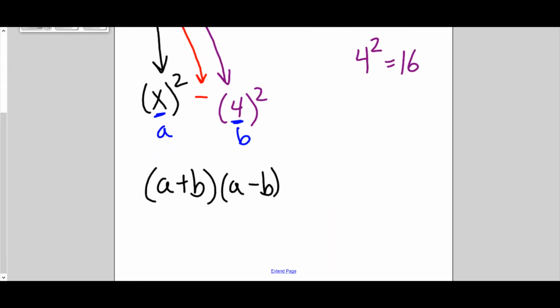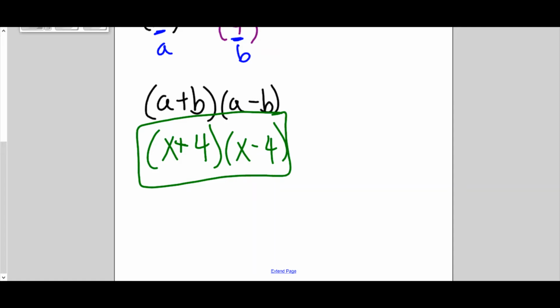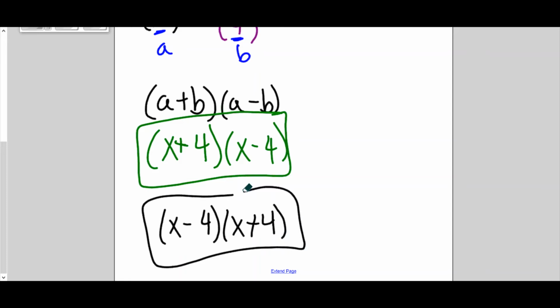And so if I fill in my template, it's going to be x plus 4 times x minus 4. And order doesn't matter as long as you don't switch the order of your a and your b. So we could say that this is x minus 4 times x plus 4. These would be the same thing. So it doesn't matter the order that you do it as long as you don't switch your a and your b.